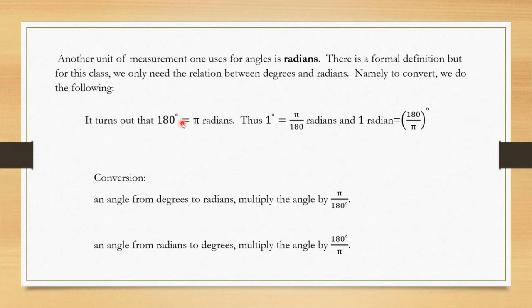180 degrees is the same as pi radians. Pi does represent a number, but we're going to leave it as pi. So 180 degrees is the same as pi radians. And from here, you can express 1 degree in terms of radians. 1 degree is pi over 180 radians.